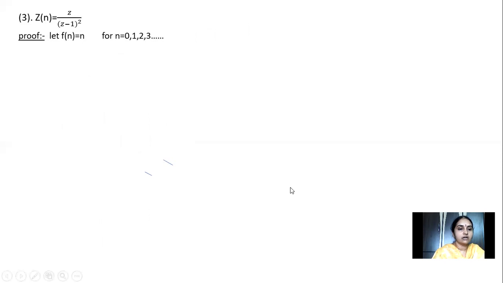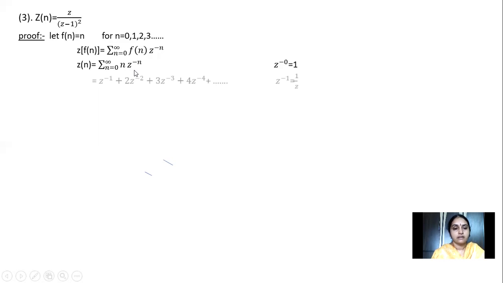Next one, z of n equals z by z minus 1 whole square. Here f of n equals n. Again take the formula, z of f of n equals sigma n equal to 0 to infinity f of n z power minus n. What is f of n? N. Z of n equals sigma n equal to 0 to infinity n into z power minus n. Now you expand. First put n equal to 0 into z power 0. That is 0 into anything is 0.